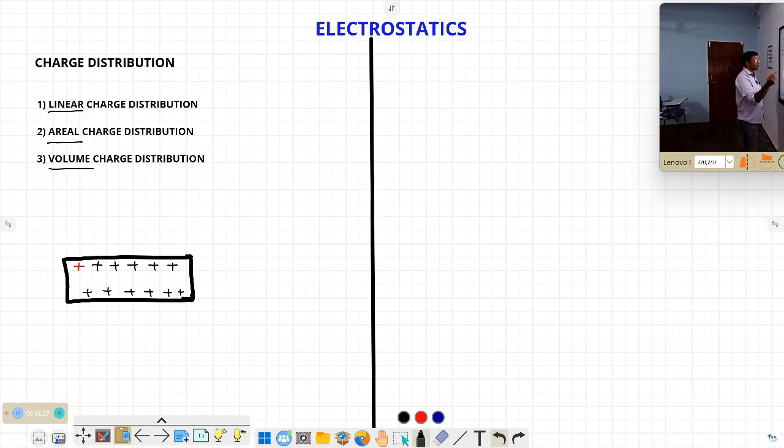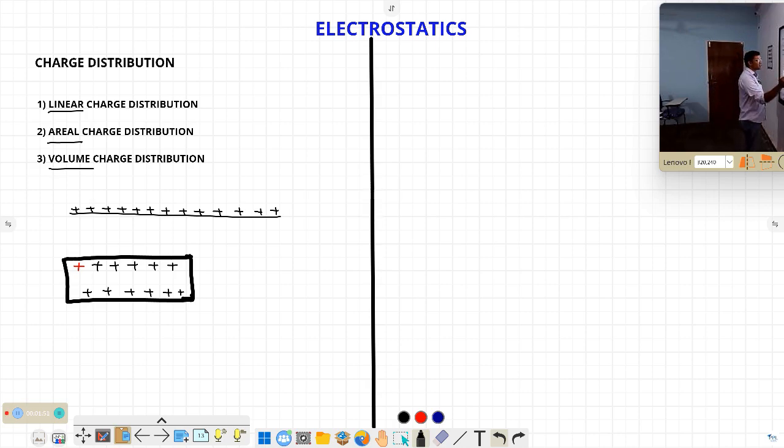To understand this, consider a thin wire of negligible area of cross section. If you give charges to this wire, the charges will be accumulated on it, as you're looking at here. The charges distributed on this are what we call linear charge distribution, which is one dimension. That means if the charges are distributed along the length, that is called linear charge distribution.